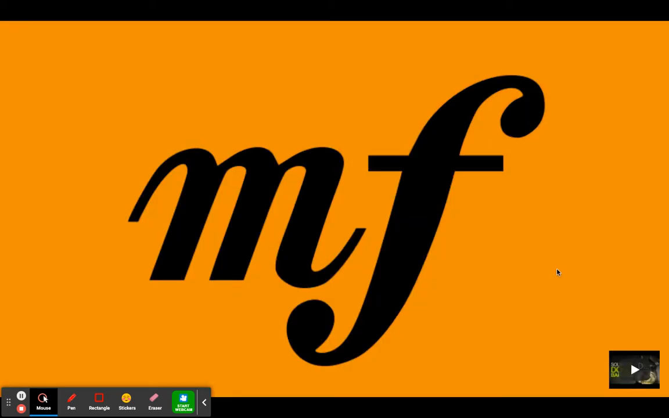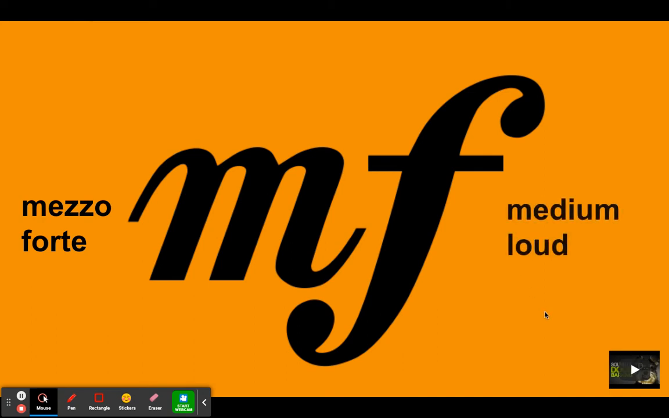Okay? Our next dynamic symbol we're going to talk about is mezzo forte. The M stands for mezzo, the F stands for forte. Mezzo forte means medium loud. An example of something that is mezzo forte is like a dog barking. Nothing too crazy.